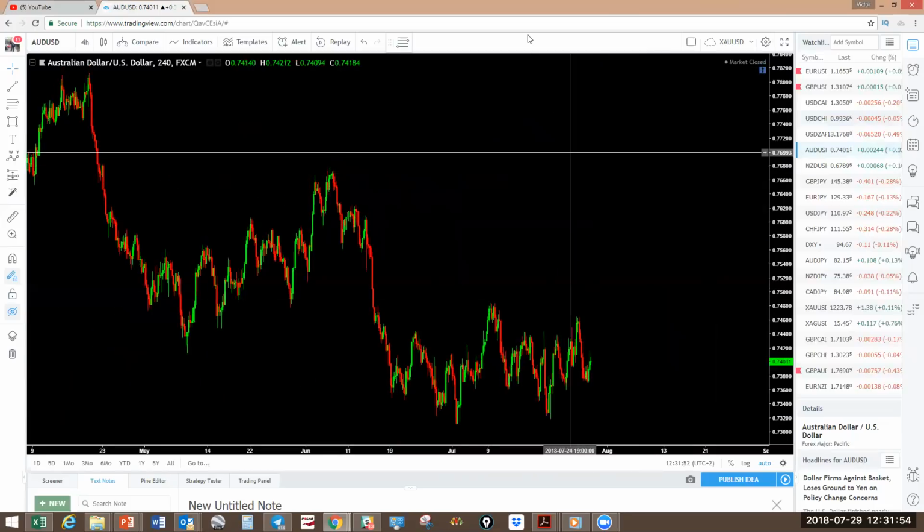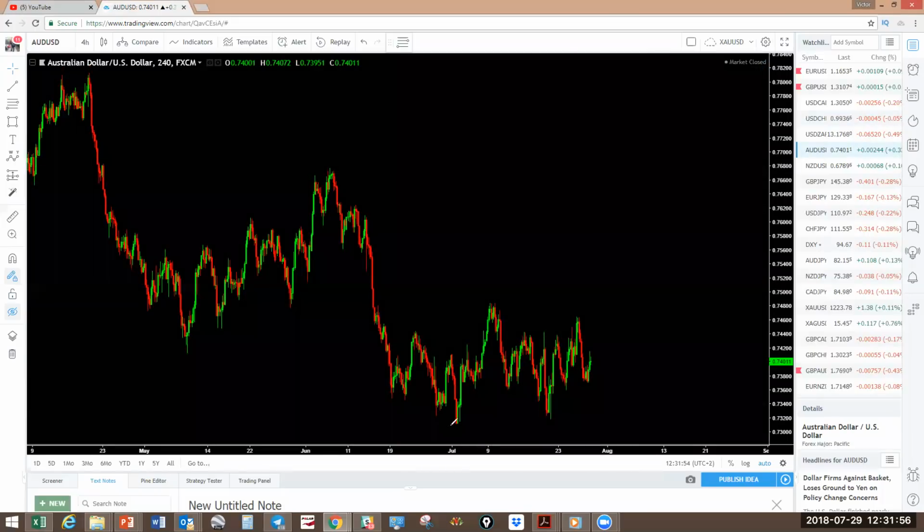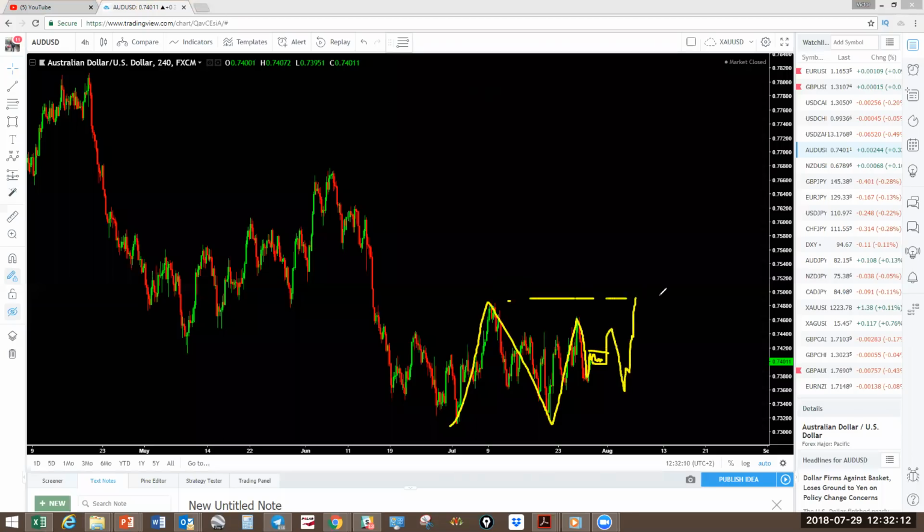AUD US dollar. Okay, AUD US dollar. Interesting structure forming there. We've got 1, 2, 3 up, 1, 2, 3 back, 1, 2, 3 up. Okay, can this be a running flat? Okay, so let's see how this one plays out. Could be a correction here for a small push to the upside and a move down, and maybe a slight move to that level in the next coming session.